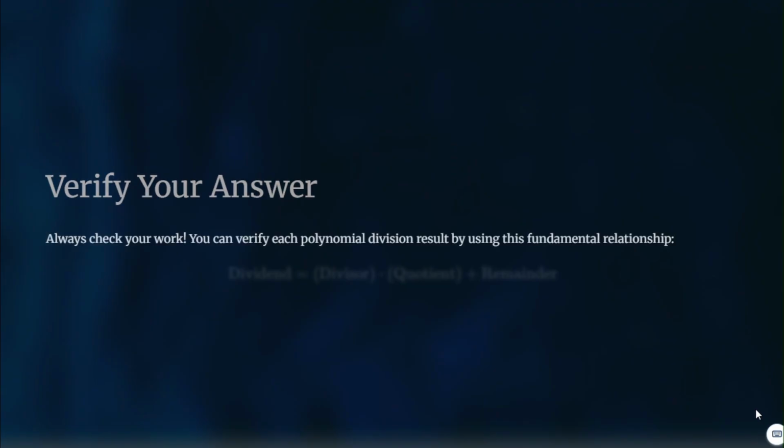Always verify your answer. You can verify each polynomial division result by using this fundamental relationship. The dividend will be equal to the divisor times the quotient plus the remainder. So in the case of our first example, you'll want to multiply a quotient of x minus 1 times a divisor of x minus 2 plus the remainder of negative 1 and make sure that it is the polynomial that you started with.